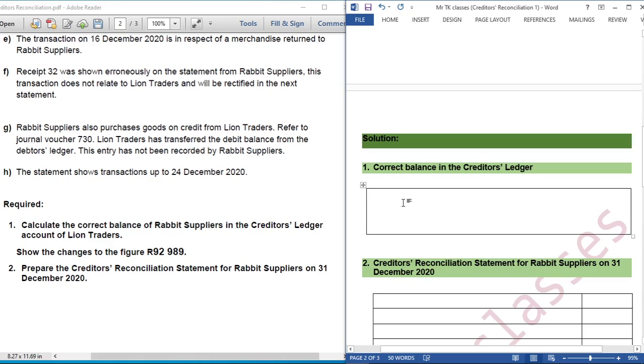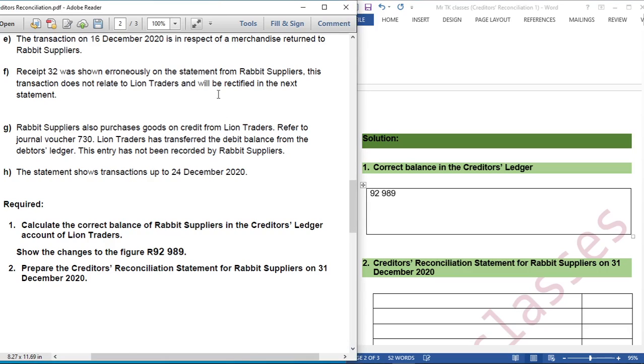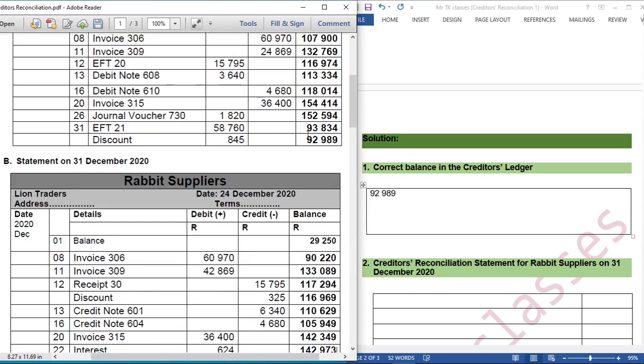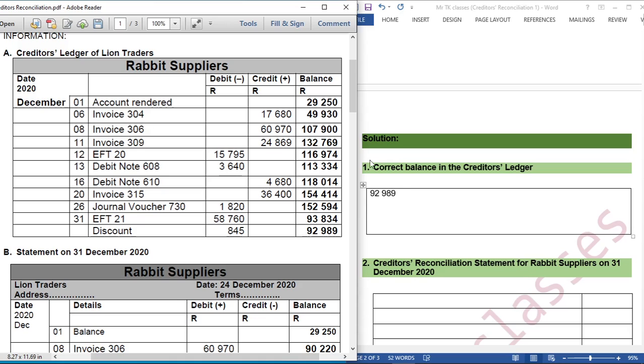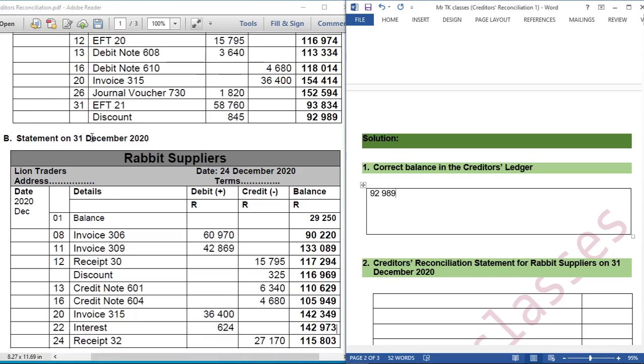92,989. Okay, so this is the amount that is here. Whenever we have a creditors ledger and whenever we have the supplier's statement, this balance and this balance should be the same, right? But as we are seeing, these two balances are different. That's why we are performing the creditors reconciliation.